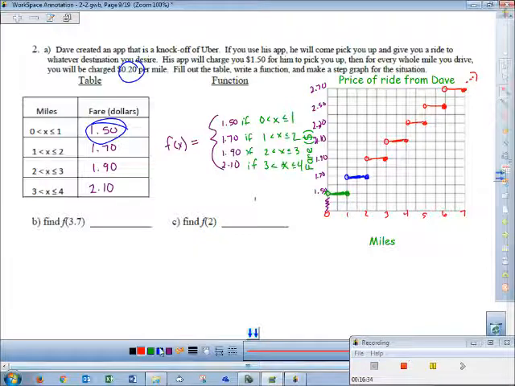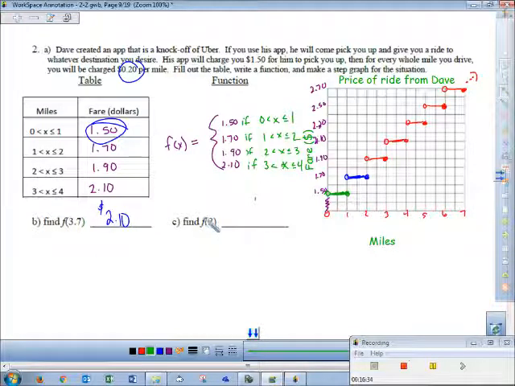So let's find f of 3.7, meaning since this is x, what would be the fare for a 3.7 mile ride? Well, we use our graph. 3.7 is between 3 and 4, and that would cost us $2.10. So you can put the dollar sign if you want to. You really don't have to.